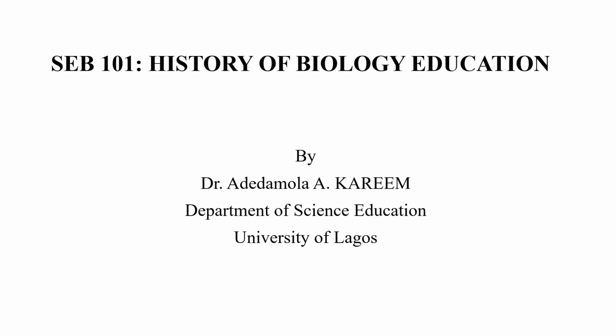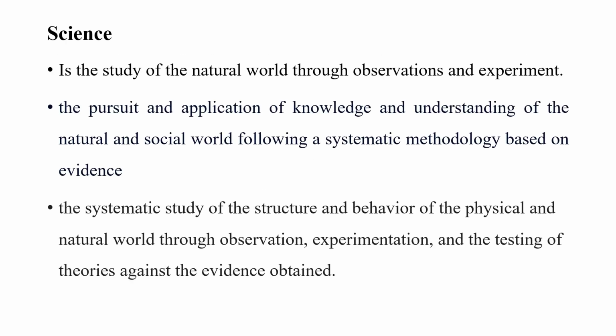This is History of Biology Education, and we're starting this history by looking at science. We have various definitions and descriptions that are given to science. These descriptions and definitions may look different, but they have the same meaning. The first one I have here simply says science is the study of the natural world through observations and experiments. That is, science is about observing the natural world and carrying out experiments.